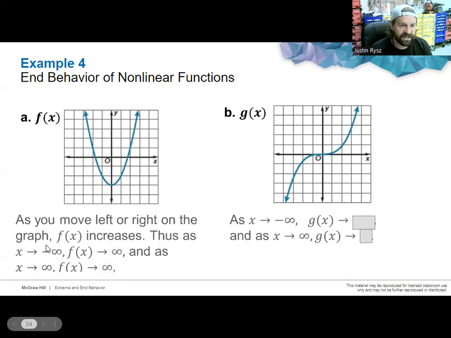So think of this: this saying is what happens on the left side, that saying is what happens on the right side. This is how we say it goes up forever. So both sides, they go up forever. Now on g of x here, what happens on the left side? g of x goes down, so it goes towards negative infinity. What happens on the right side? g of x goes up.